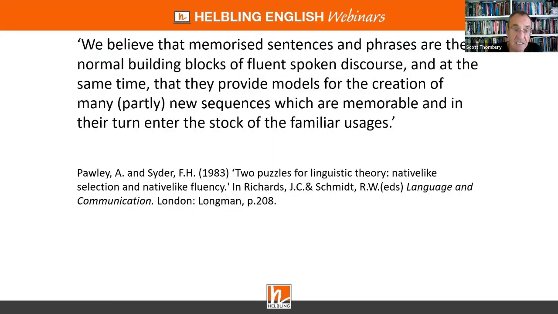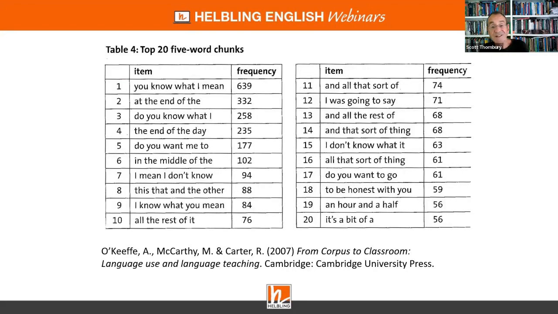and such that 2 linguists said, we believe that these memorized sentences and phrases are the normal building blocks of fluent spoken discourse. We use these as building blocks. It's easier to produce 5 words at a go than 5 words separately. And at the same time, they provide models for the creation of many partly new sequences. So we can use these little chunks to create new sequences that are not formulaic.